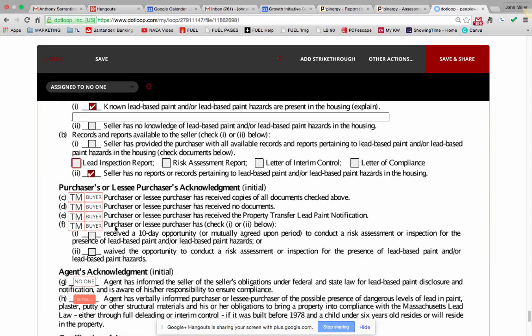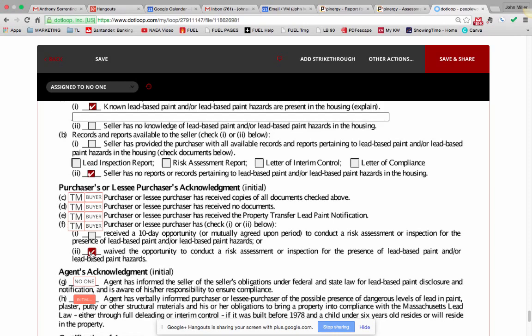Okay, the last one, F, is purchaser or leasee purchaser has 1 or 2 below. And what do they do in here? Check, not initial. Do not initial. Check 1 or 2, not both. So they've either received a 10-day opportunity or they're waiving the opportunity. It's one or the other. They're going to do a lead inspection or they're not going to do a lead inspection. They initial here and they check 1 or 2 below.